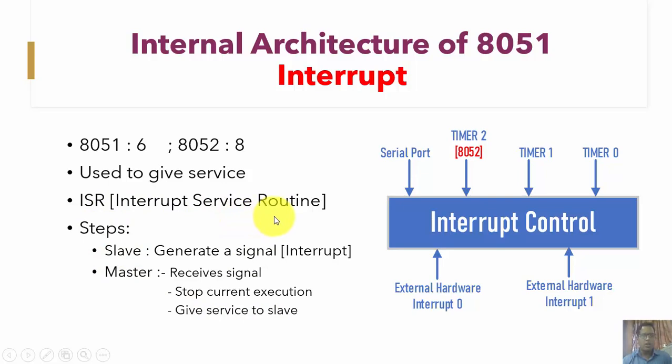In short, the code or the task which is executed after generation of the interrupt signal is basically called the interrupt service routine. So in this way, in the 8051 microcontroller, there are 5 different ways with the help of which the interrupt signal can be generated.